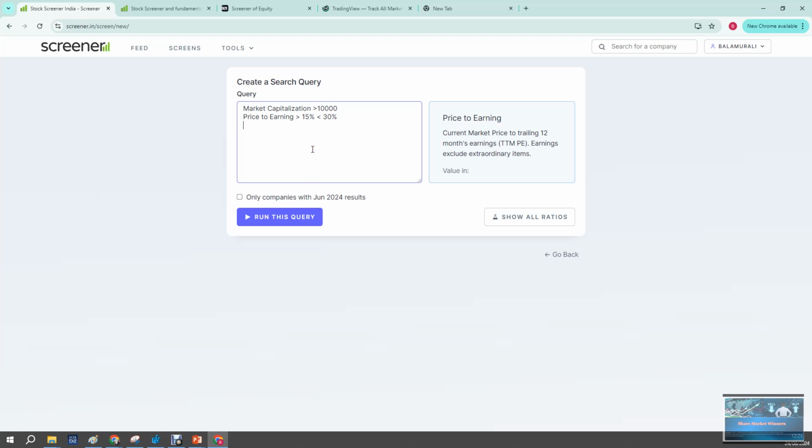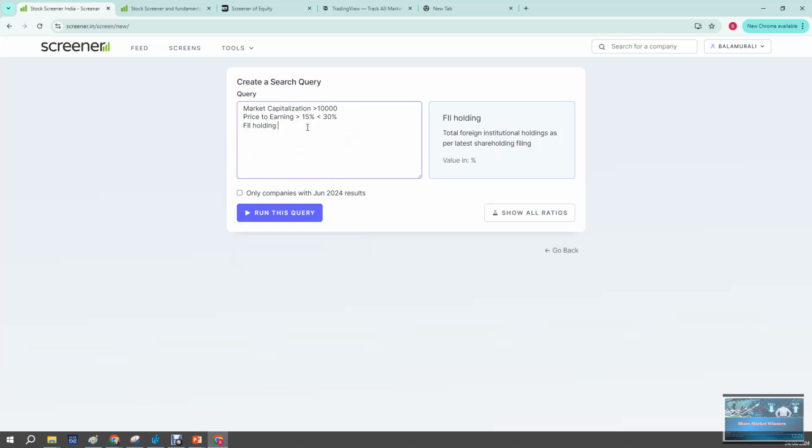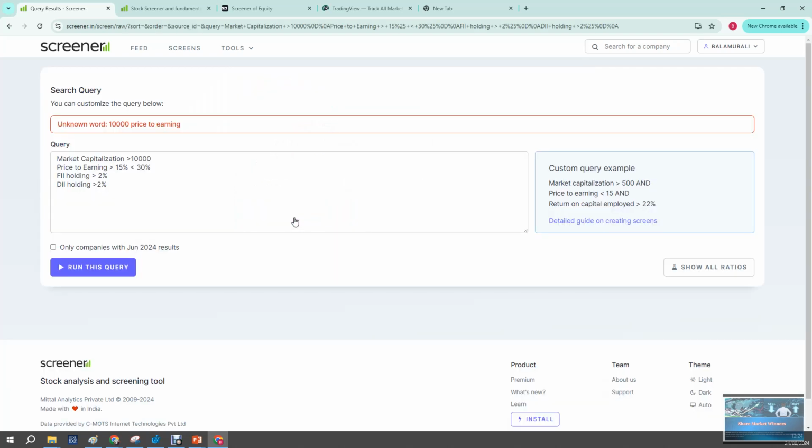And you can create, saying, FII holding greater than 1%, or you can even say 2% for that. DII holding. This is just an example I'm showing so that you can create your own way of doing it. And it will also throw some errors. So it is saying price to earning.